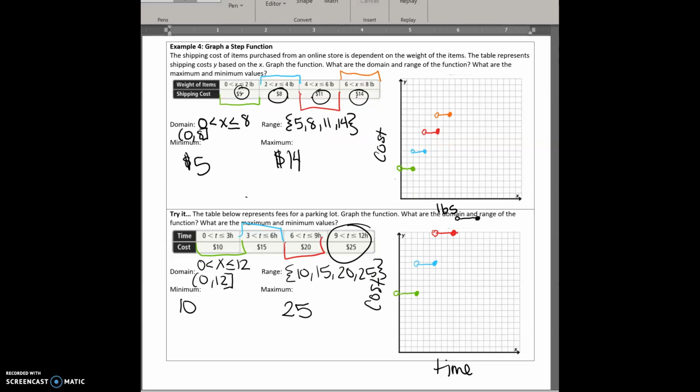Okay, and then that one for the try it is pretty much the exact same, except we're starting at $10 and we're going straight for 3 instead of 2. Same idea with the domain, the range, the minimum, and the maximum.